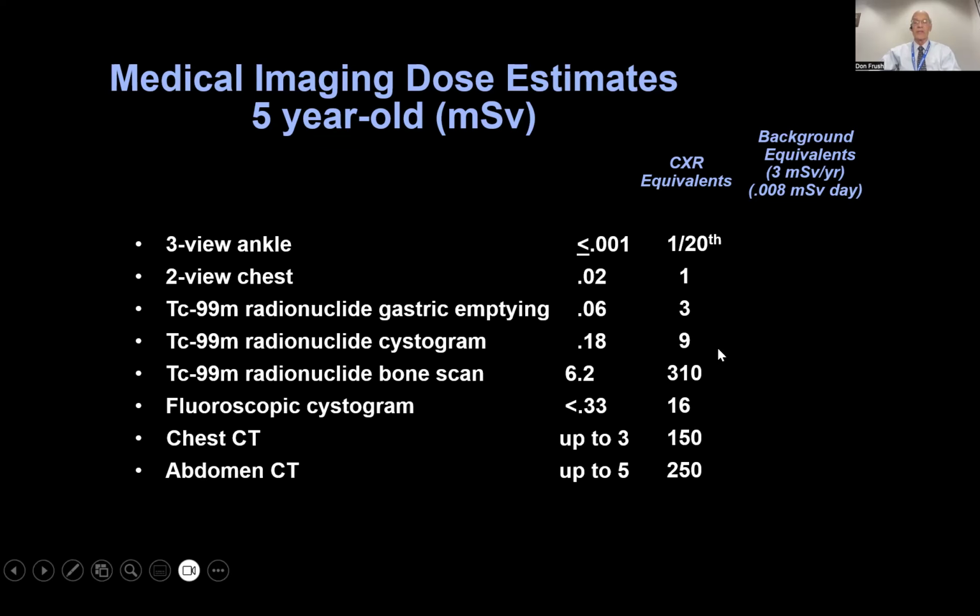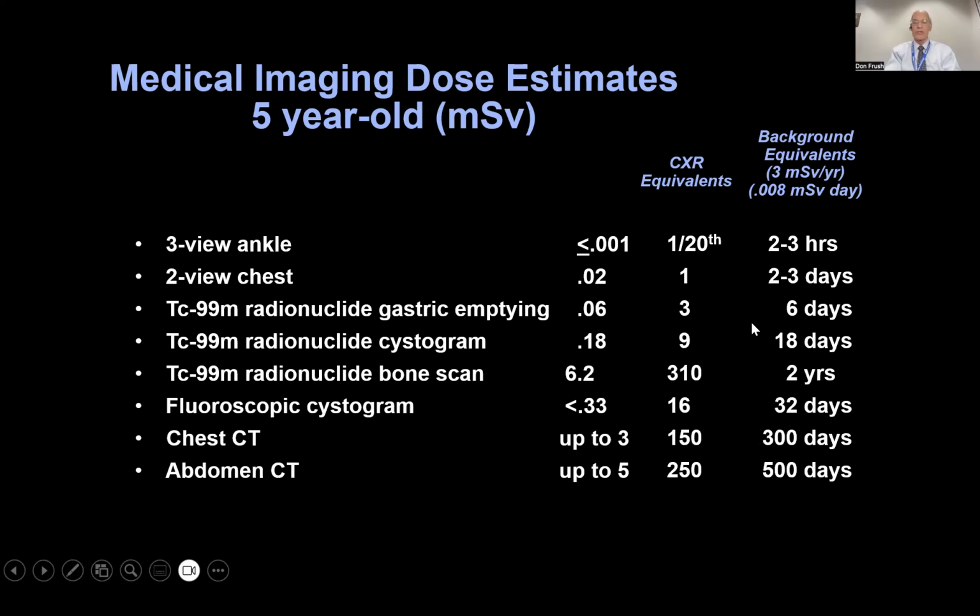chest X-ray equivalents. But sometimes it's most helpful to put those in terms of what's the equivalent to the background radiation, the stuff that we get every day. You get it from the sun, from the food you eat, from radiation in the ground, and the dose is measured in millisieverts, and you don't need to know that unit. That's why I put these equivalents up here. You get about 0.008 millisieverts every day just from living. So the ankle film provides a radiation dose, but it's just a few hours' worth of background radiation, not much at all. Even a chest X-ray is a very low dose of radiation, 2 to 3 days.